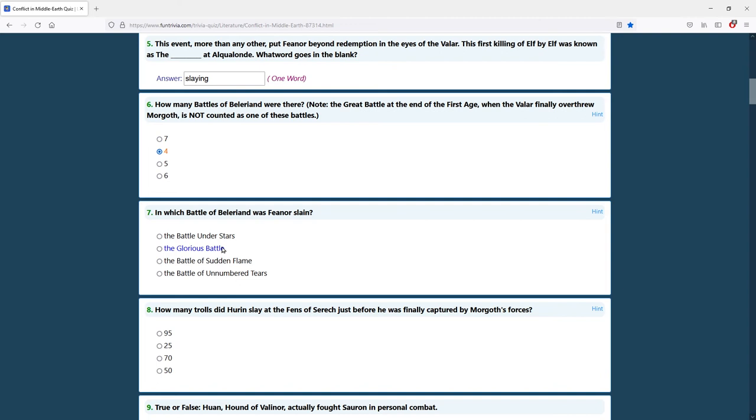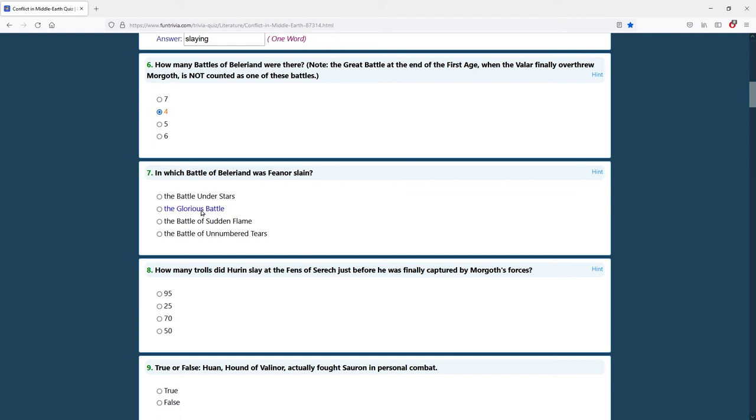So number 7. In which battle of Beleriand was Fëanor slain? The Battle Under Stars, the Glorious Battle, the Battle of Southern Flame, the Battle of Unnumbered Tears. I don't remember. It's not the Southern Flame. Maybe the Unnumbered Tears? Or the Glorious Battle? Yeah, I'm going to say the Battle of Unnumbered Tears, but I'm going to fail that one too.